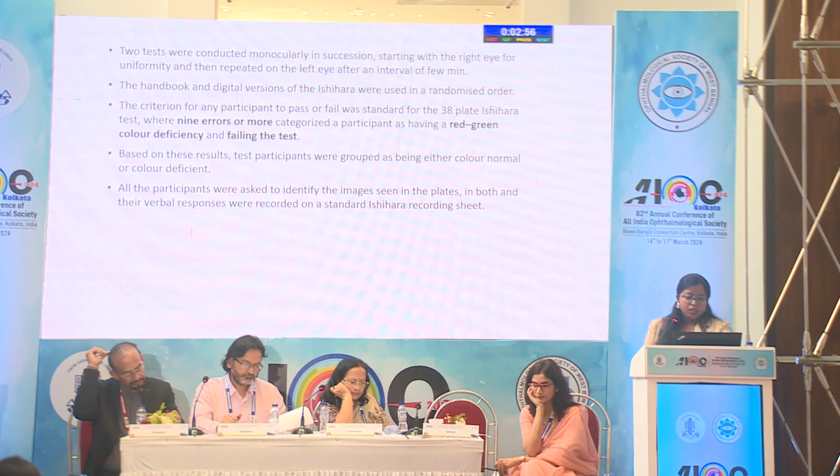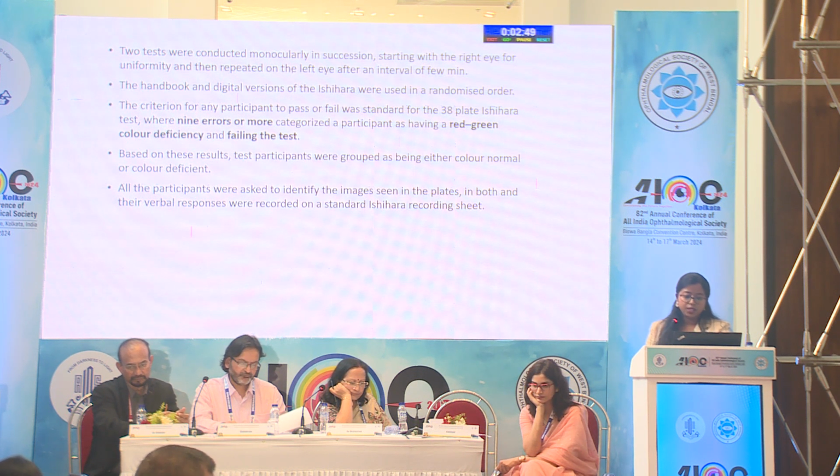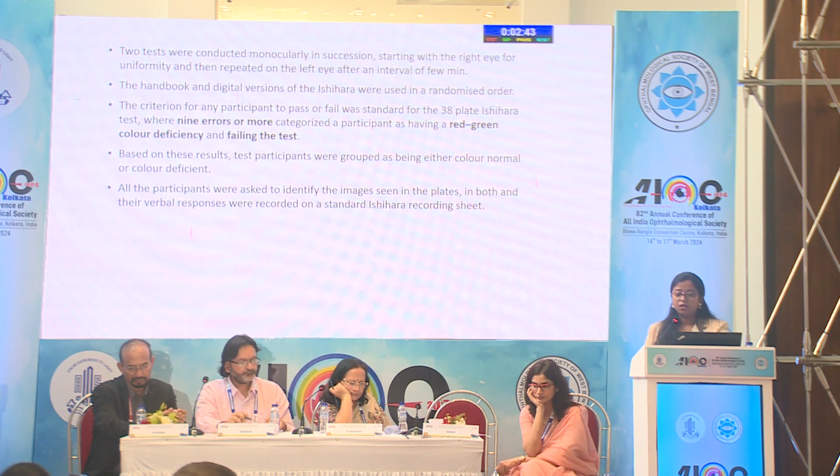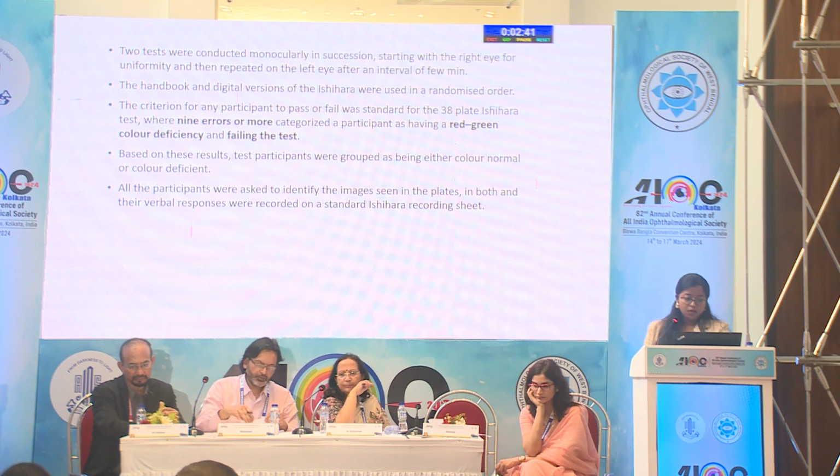The criterion for any participant to pass or fail was standard for the 38-plate Ishihara test, where 9 errors or more categorized a participant as having red-green color deficiency and failing the test. Based on these results, participants were grouped as being color normal or color deficient.